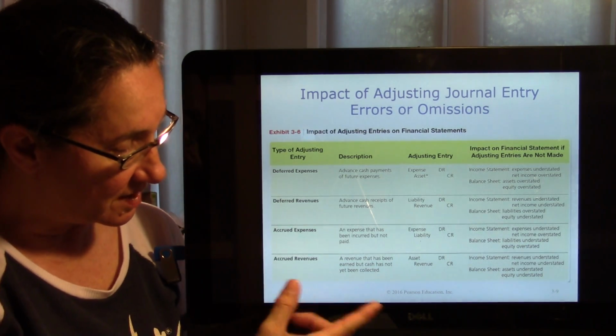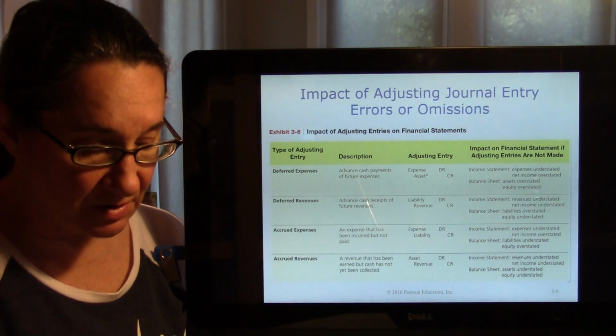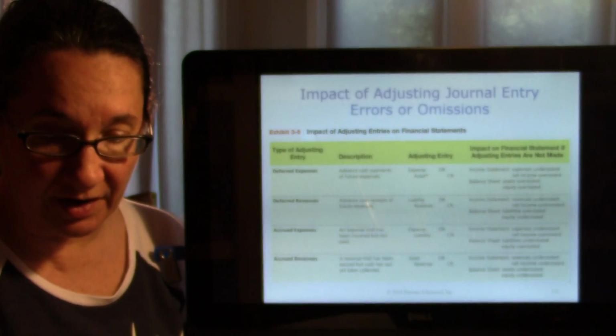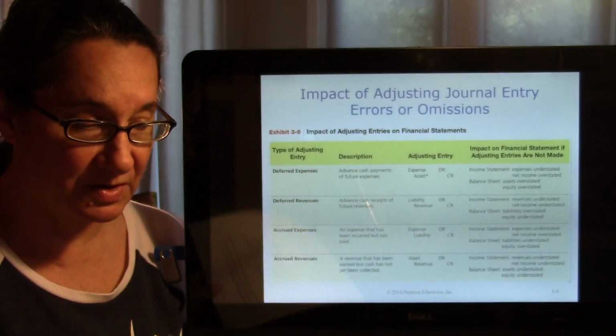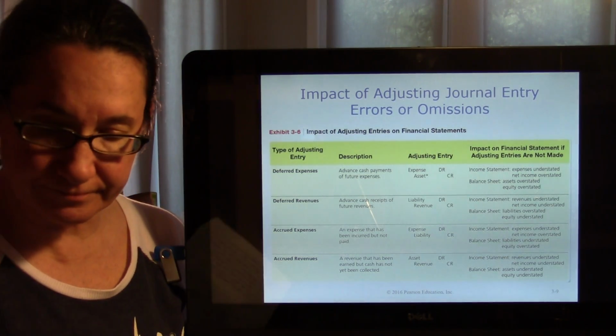Accrued revenues. If we did some work and we forgot to put it on our books, that would be terrible. We would have that asset receivable not on the books. We'd have our revenue not on the books, so our income would be understated. It would just be a big drag.